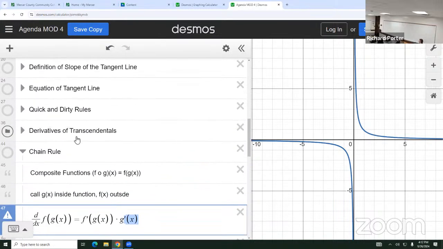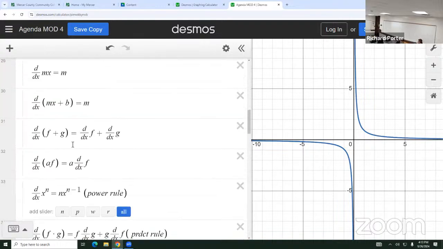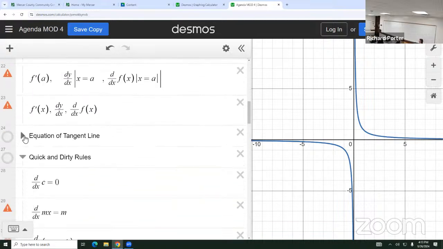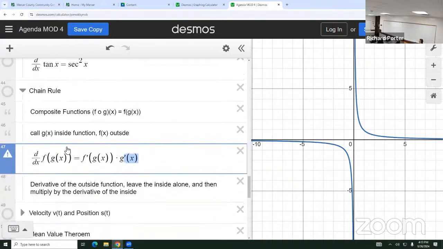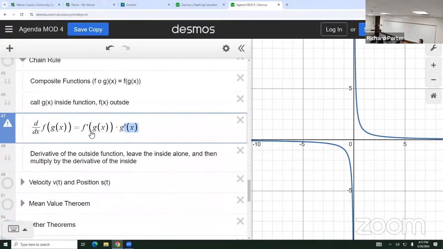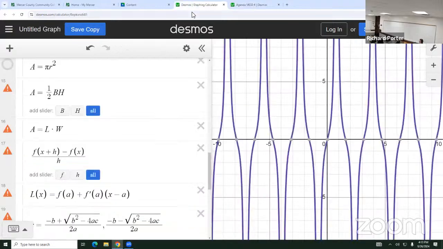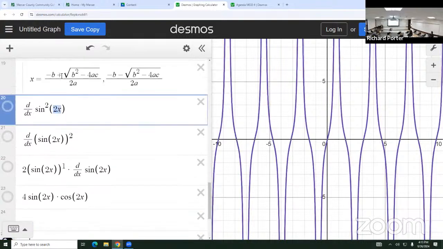Because remember when we did the derivative of 2x, where was that? Where did we do that? We just had it. I was just playing around with the cosecant stuff. Oh yeah, here it is. There's an inside function.